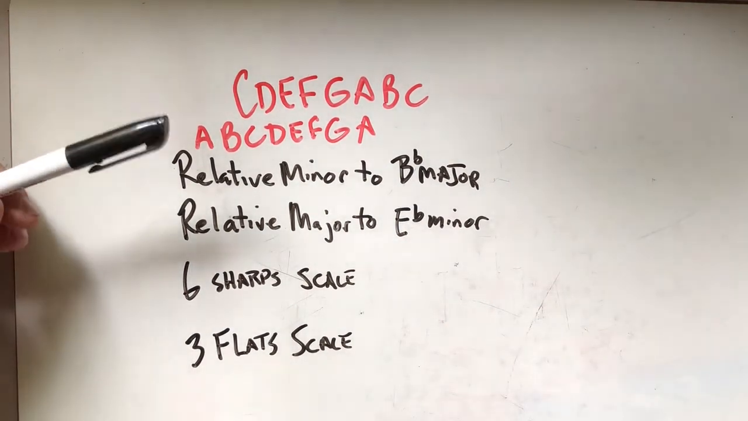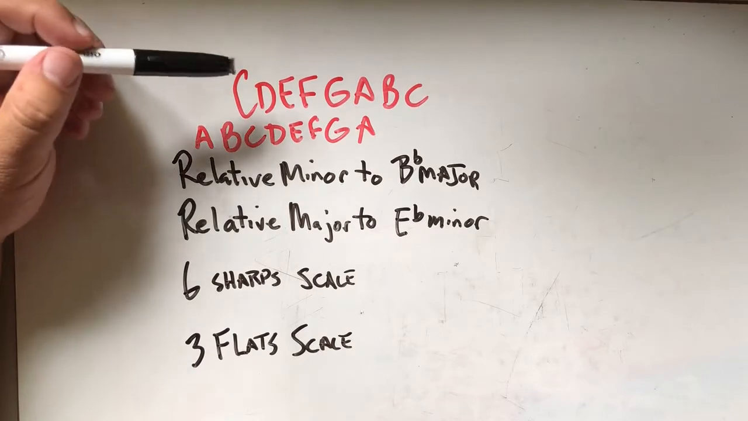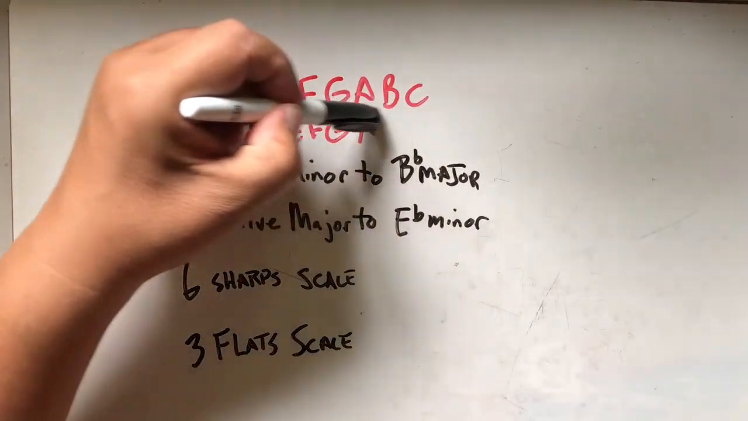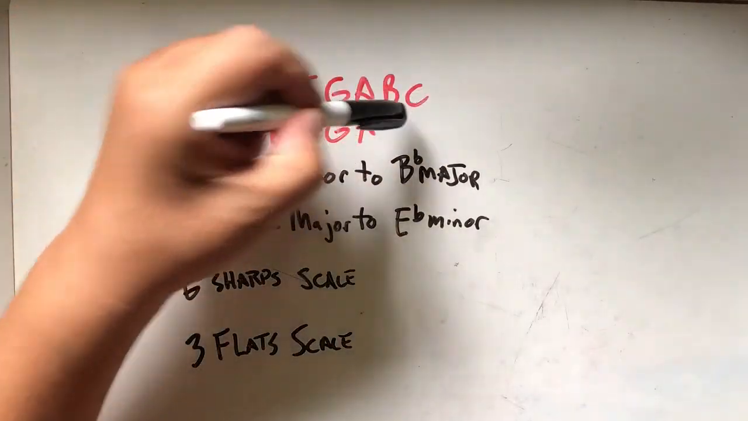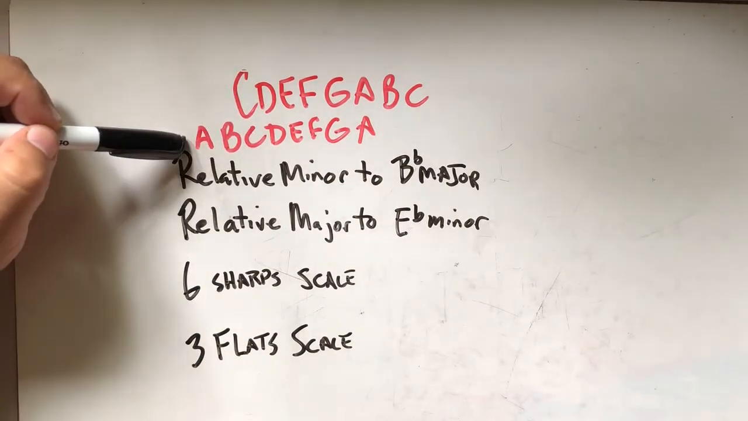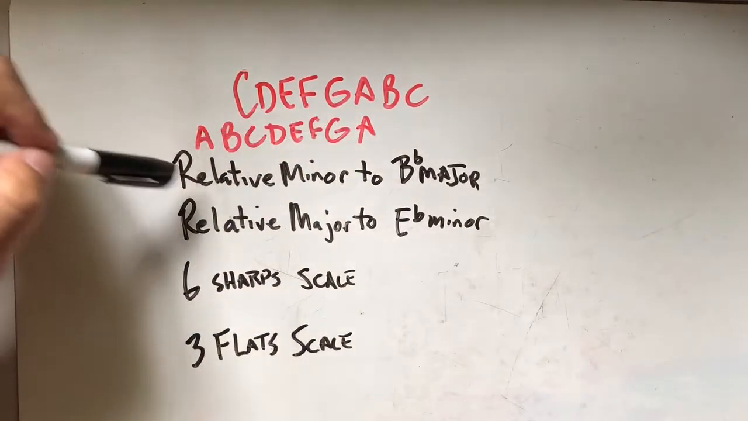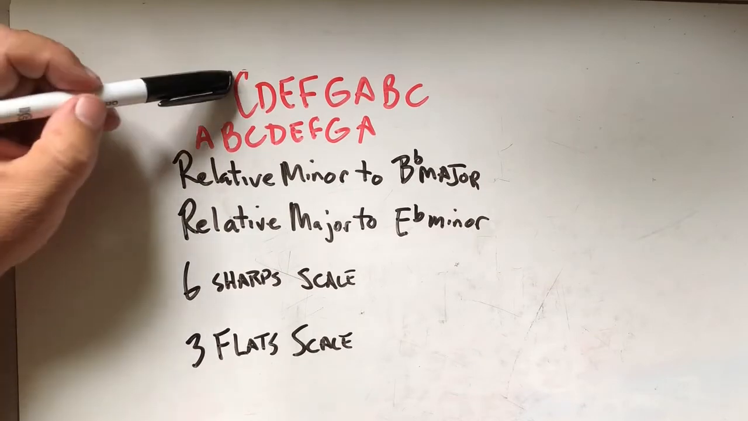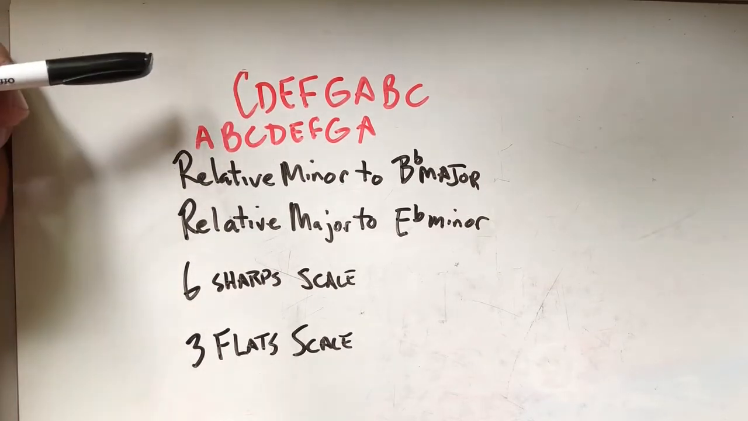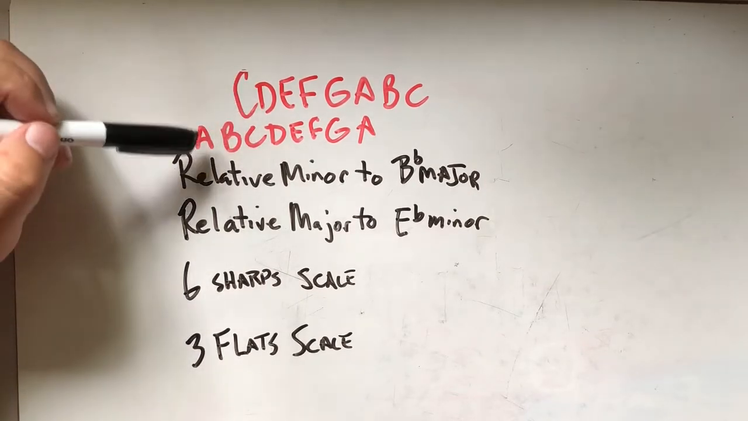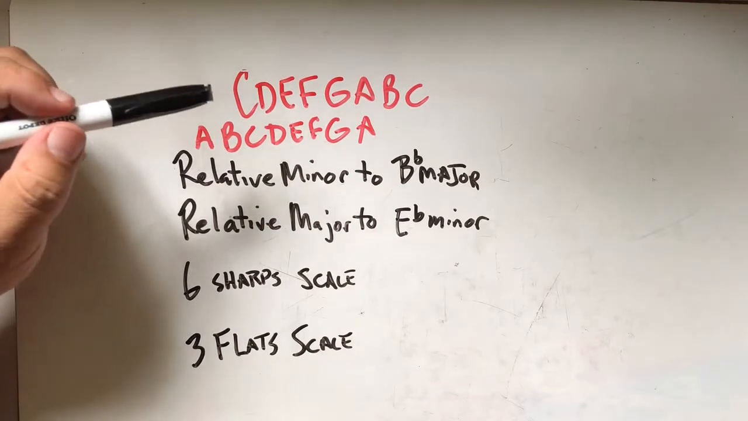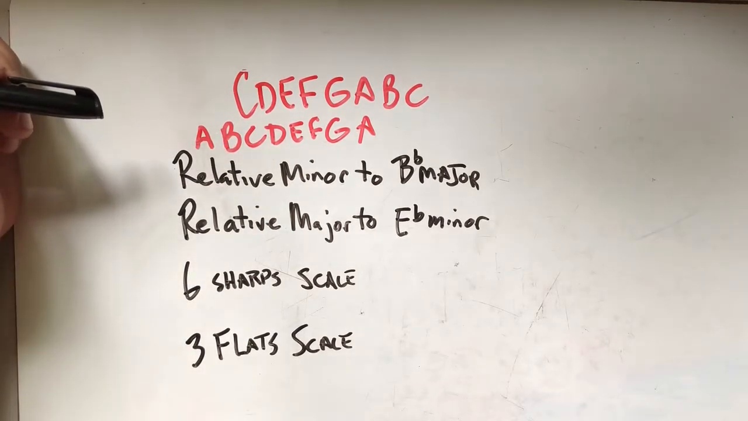So I just want you to remember that relative major and minor. This is C major right here, has 0 sharps and 0 flats. The relative minor is A minor. It's got 0 sharps and 0 flats too. They are the same scale, but one starts on C and one starts on A. And that's why they're called relative major and minor, because they share the same key signature.